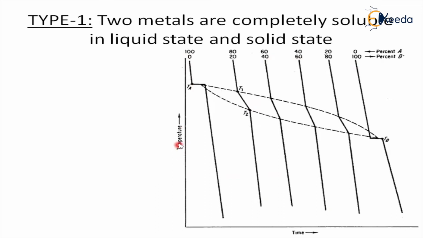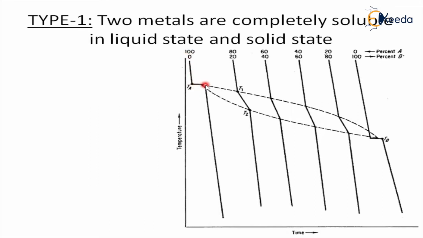This cooling curve has temperature on the y-axis and time on the x-axis. At various compositions, the cooling curves are drawn here. This is 100, 0, which means this is the pure metal, so there is no second material here. For the pure metal, if you draw a cooling curve, it is a straight line.